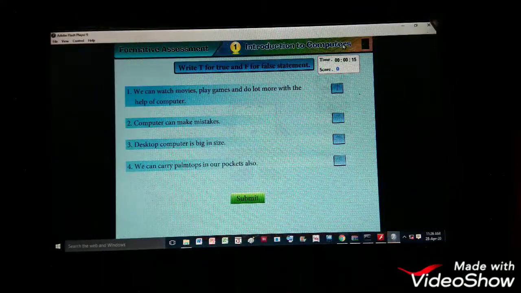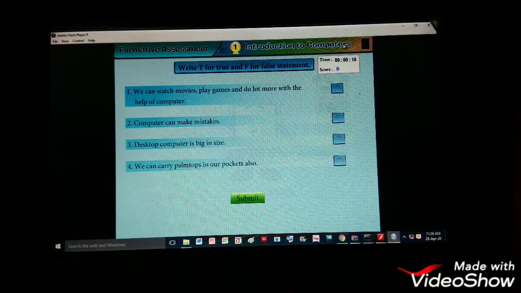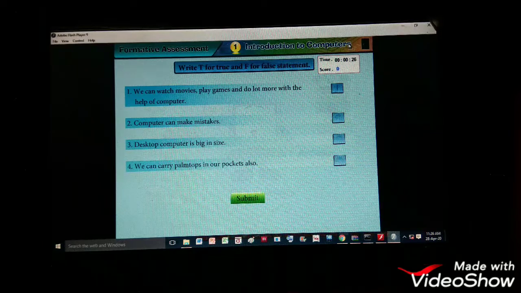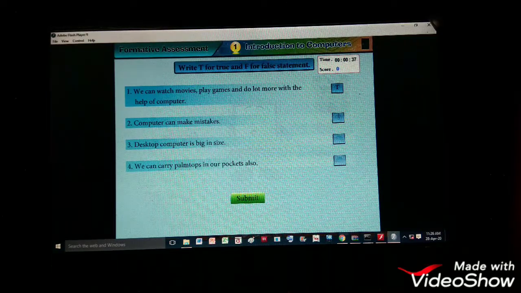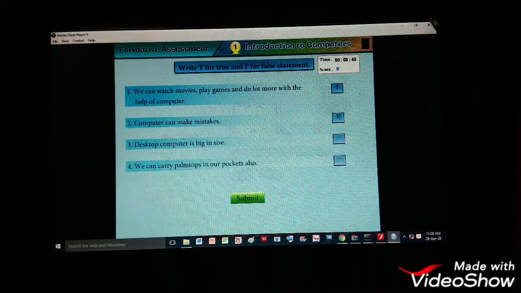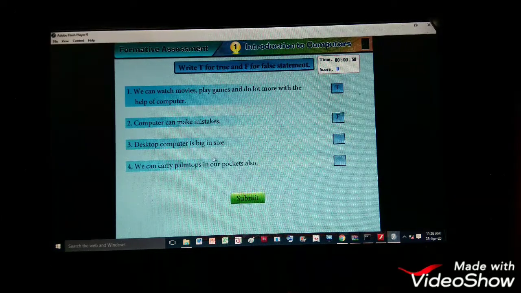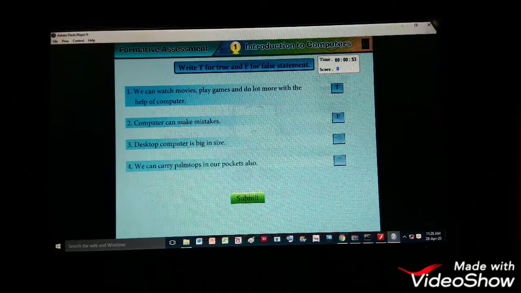Our first question is: we can watch movies, play games and do a lot more with the help of a computer. Is this true or false? Very good, true. So in place of true, what will we write? Only capital T. Now next question: a computer can make mistakes. Is it true? Very good, false. So in place of false, what will we write? Capital F, very good.